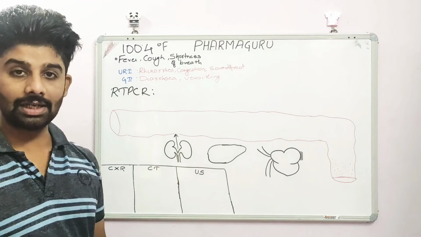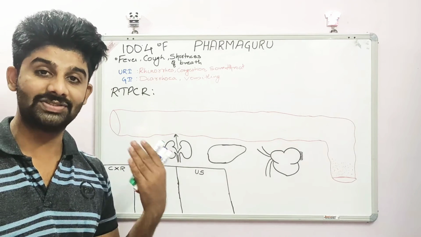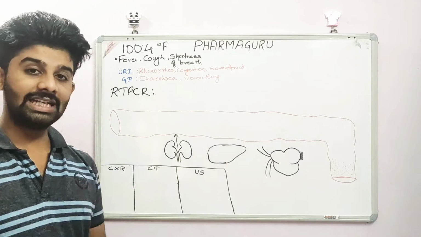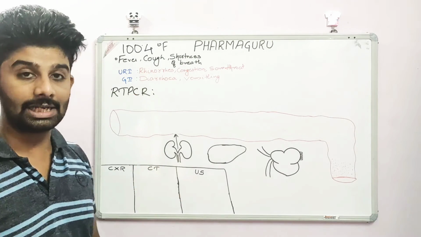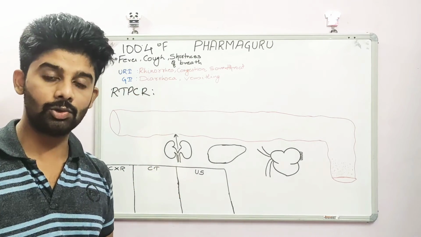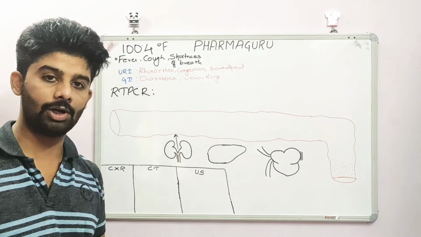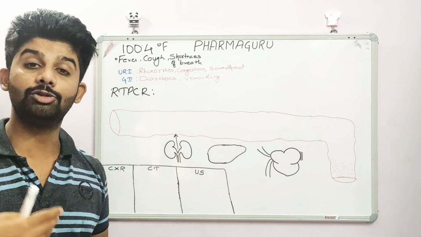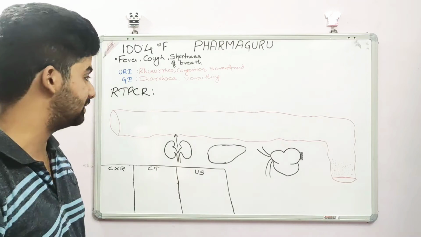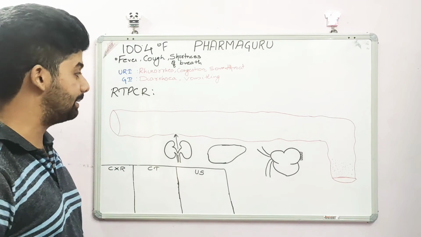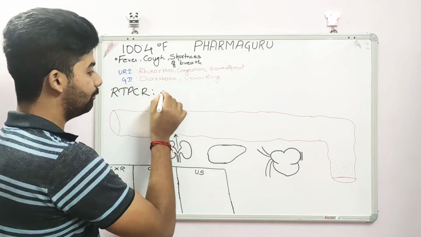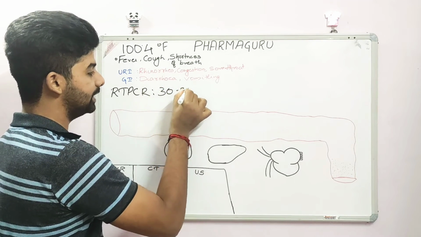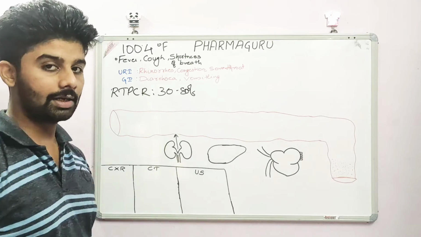The RT-PCR refers to real-time polymerase chain reaction. See, there is a myth that only the swab can be cultured to undergo RT-PCR. No, we can do the RT-PCR of any fluid of the body, or we can use the blood, we can use the sputum of the patient to undergo RT-PCR. But the main issue with RT-PCR is that the sensitivity of RT-PCR is somewhere around 30 to 80%.